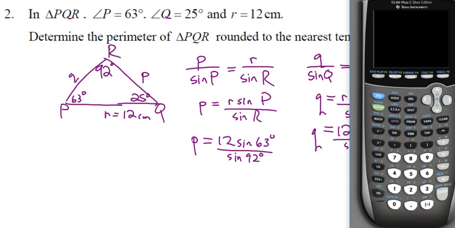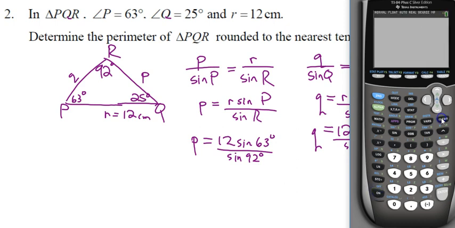Okay, so I'm going to work these out, clear that out, and then we'll just add those numbers together, the numbers we calculate, plus 12. So I'm going to go 12 sine 63 bracket. So you do have to close the bracket there. Divided by sine 92.